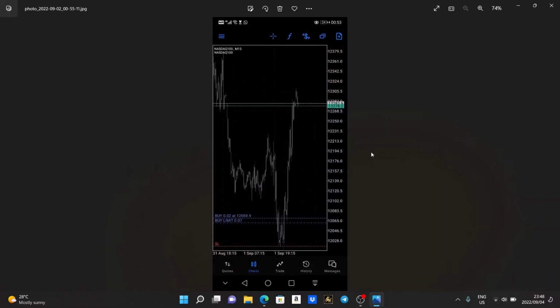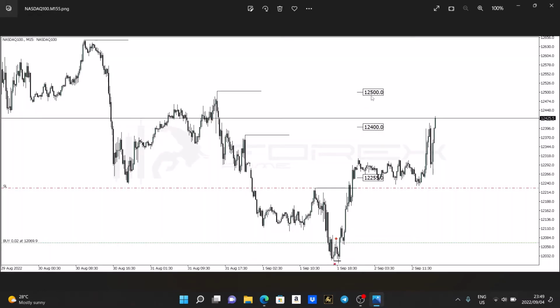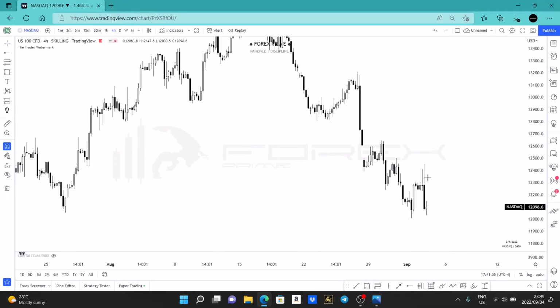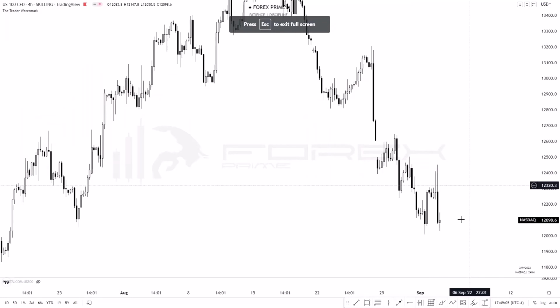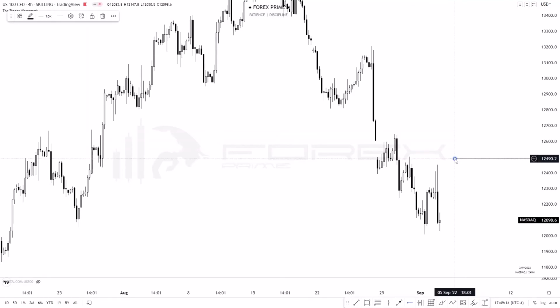Let me take a look at that price, 12,500. Let me mark this out and see if price got to that point. Nope, price just missed it. Right there. So price missed out on the third objective which I was looking for, but that's okay.